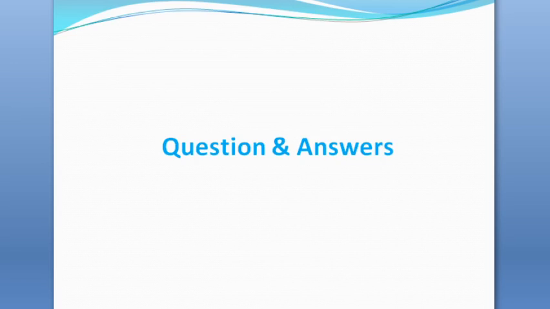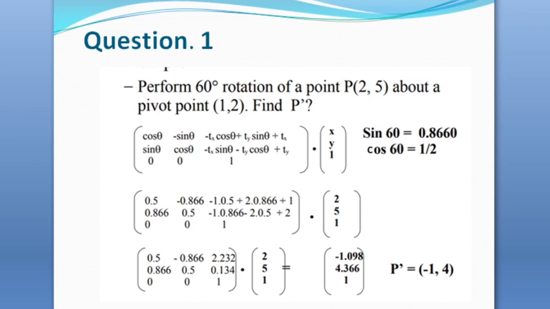First, we are going to discuss the problems in transformations. Problem 1: perform a 60-degree rotation of a point P (2, 5) about a pivot point (1, 2). The starting point is (2, 5), the pivot point (1, 2) is given, and the rotation angle is 60 degrees.